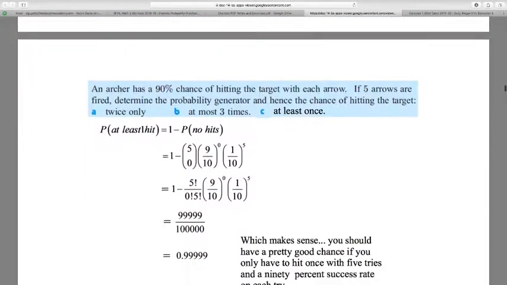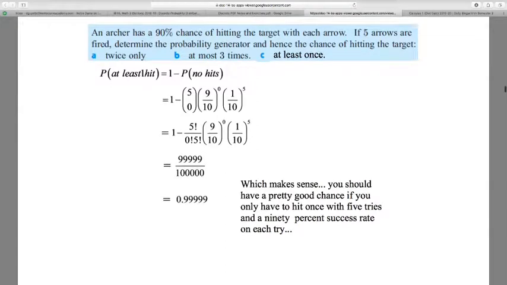At least once, whenever you see at least, you might think sometimes it's easier to subtract from 1, and that's no different here. At least 1 hit is more easily stated as 100% chance minus the probability of not hitting the target at all. So that means he's going to hit 5 times or 4 times or 3 times or twice or once, and that's all covering at least 1 hit. So we just take away the probability of not hitting it at all from all the other chances.